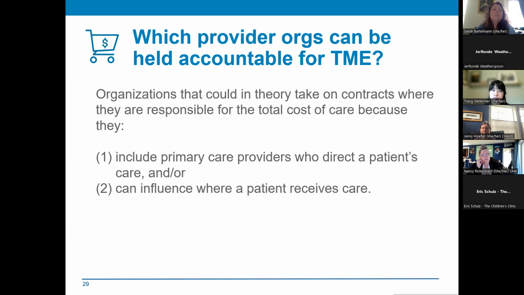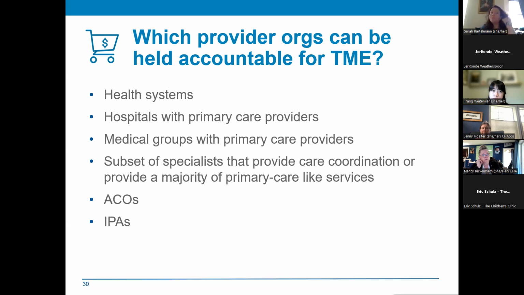Next. So when we then think about who those provider organizations are that could influence care, that could take on a total cost of care contract, we are now talking about health systems, hospitals that have primary care providers, whether that's a larger affiliation or as part of outpatient facilities, medical groups with primary care providers, a subset of specialists that provide care coordination or primary care-like services, ACOs, accountable care organizations, and IPAs.